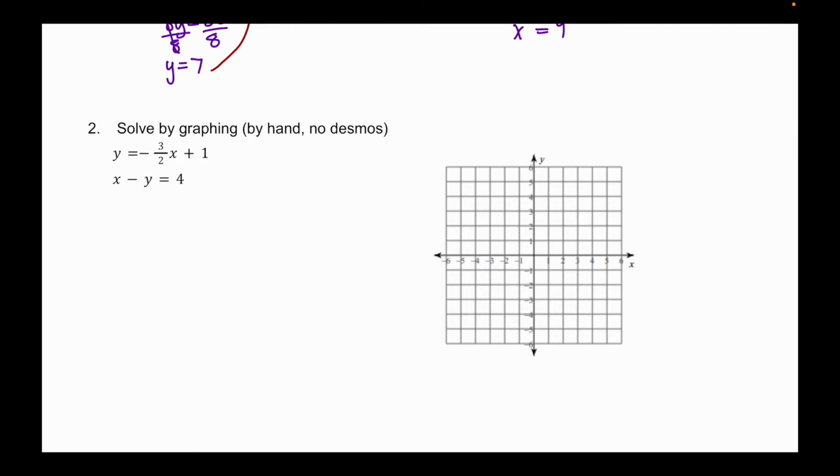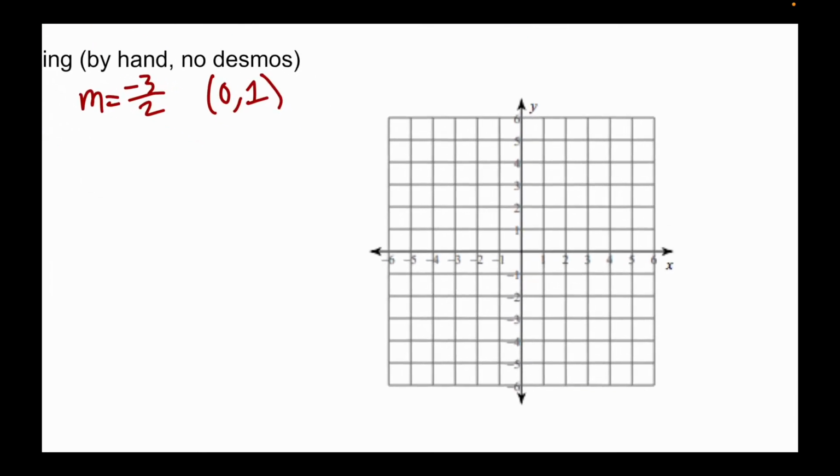So I'm going to graph this first line in red, and then the second one here in blue, and then to solve by graphing, we find the intersection. So negative 3 over 2x plus 1, that means my slope is negative 3 over 2, and my intercept is 0 comma positive 1. So we're going to find 0 comma 1 right here, and then we're going to go down 3 and to the right 2.